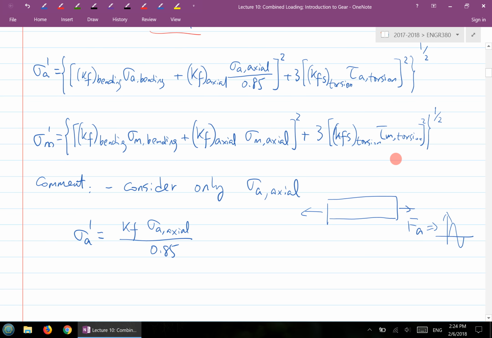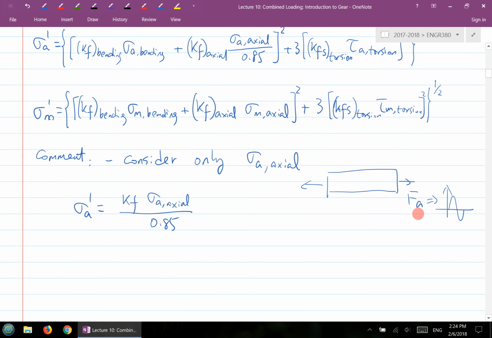Does that make sense? Okay. So if only this one exists, what type of loading condition is this actually? So sigma M prime is 0. Sigma A prime is not 0. So this essentially is a completely reversed loading, right?